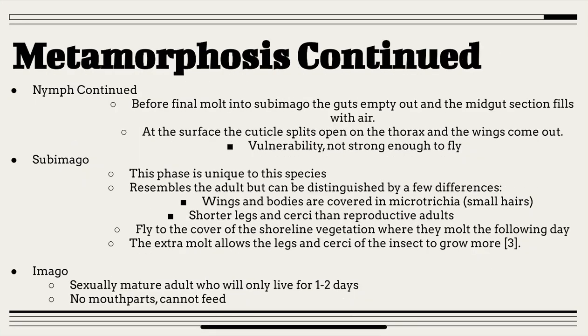Before they molt into the subimago stage, the guts empty out and the big gut section fills with air. This forces the insects to float to the surface, even as some try to fight it. At the surface, the cuticle splits open on the thorax and the wings come out. At this time, the subimago is too weak to fly away, so it waits on the surface.